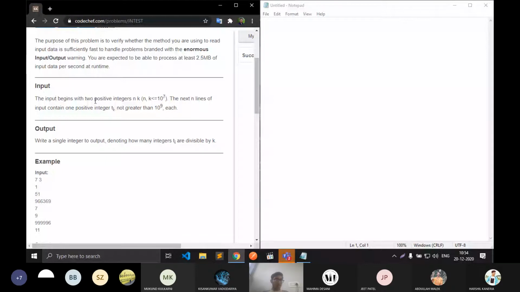So first we have to input two positive integers. Here they say what we have to do: two positive integers n and k we have to input. So I write input n and k. Okay, this is our first step. Next, the next n lines contain one positive integer ti. It means n test cases, we have to get n numbers.